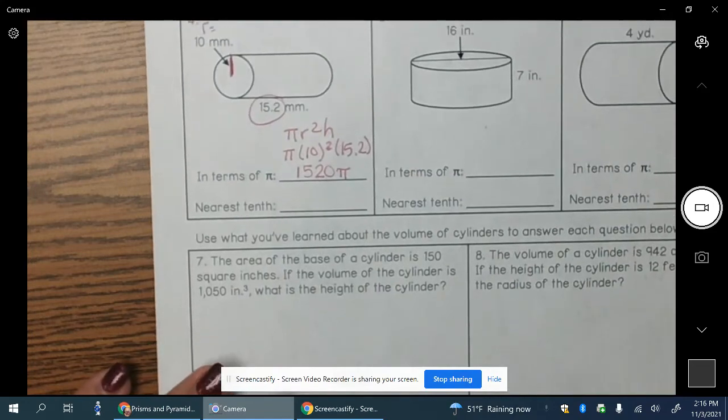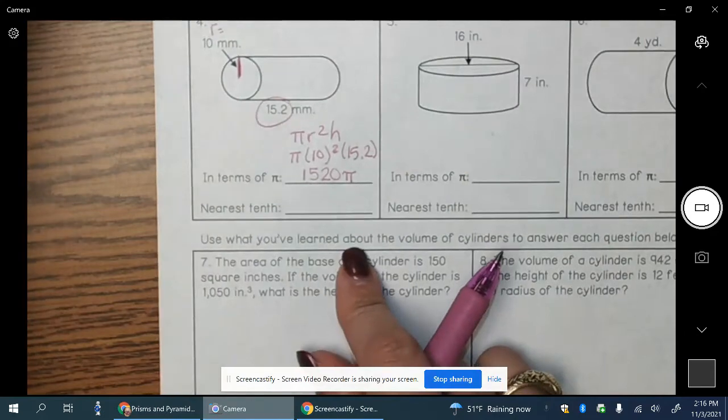I got it. Okay, I'll help you in just a minute. Go to this one and then we'll look at it in just a second.